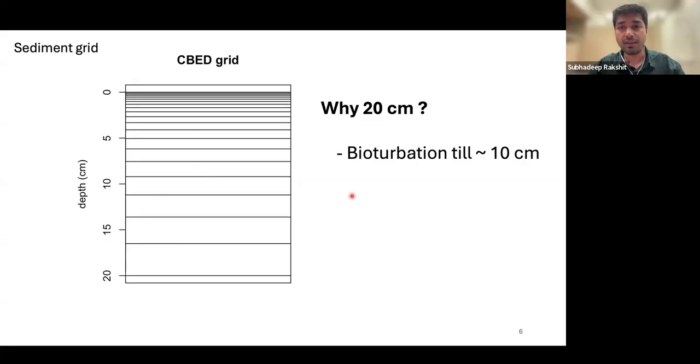And we wanted to have a 20 centimeter domain, because we wanted to represent the bioturbation in the sediment, which has an average depth of around 10 centimeters, and then have some sediment left for consolidation, so that we can express all the processes that are acting on the sediment.